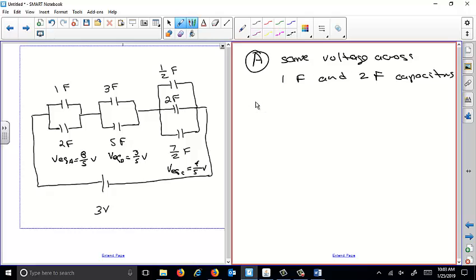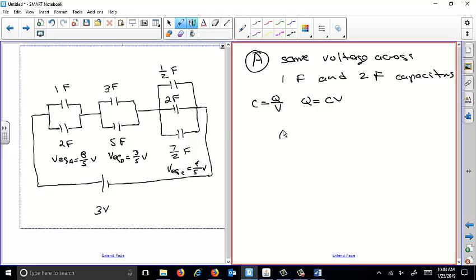So let's write out the equation again. Capacitance is charge over voltage. What we're trying to figure out is the charge. So Q is equal to capacitance times voltage. So here's my voltage, and there are my capacitors.